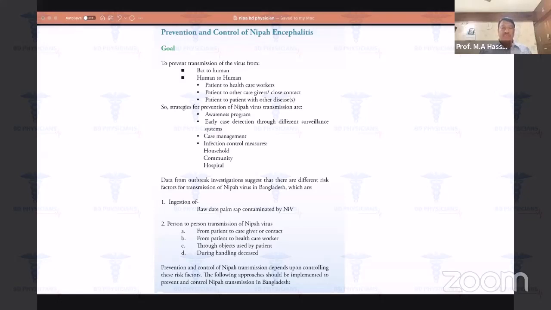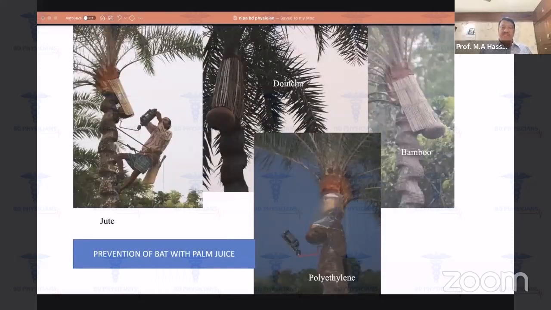I'll show how to prevent contact between bats and the date palm juice. These are very simple methods used by the jute. We can cover the whole container with dhoncha, as it is named in North Bengal, some bamboo sticks, or even polythene. So it is a simple method. We should make farmers aware how to prevent bats from contacting the palm juice.